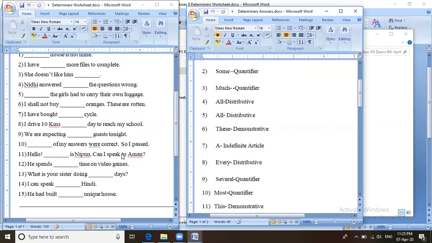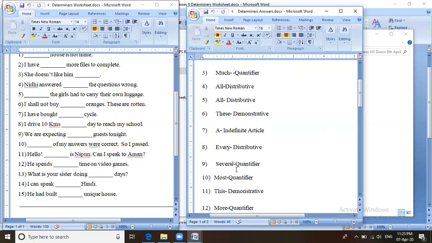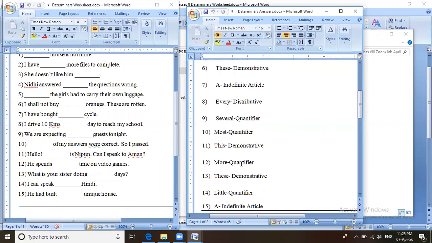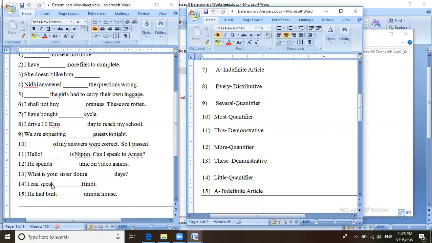Hello, this is Nipun. Can I speak to Aman? So this is demonstrative. He spends more time on video games. Quantifier. What is your sister doing these days? Demonstrative. I can speak little Hindi. Little is a quantifier. He has built a unique house. A is an indefinite article.